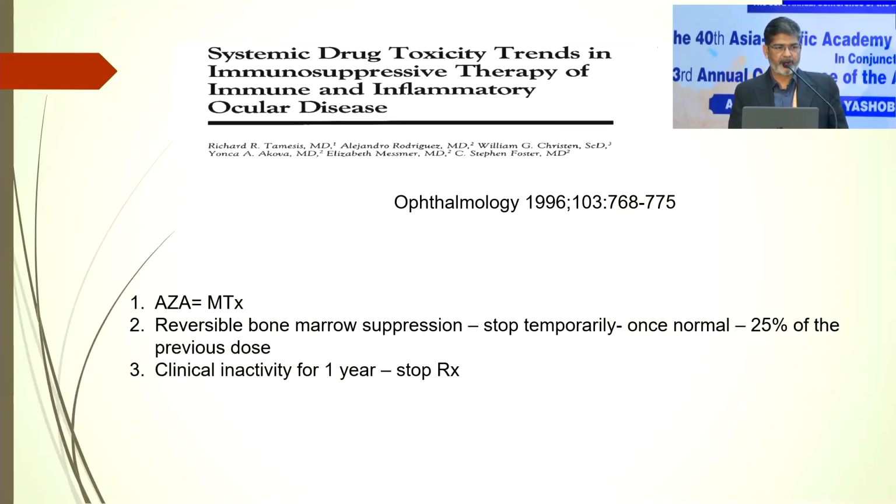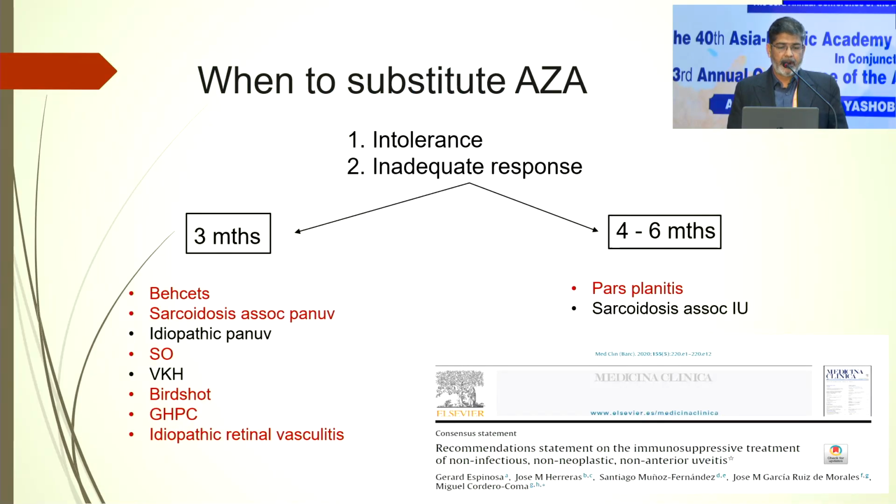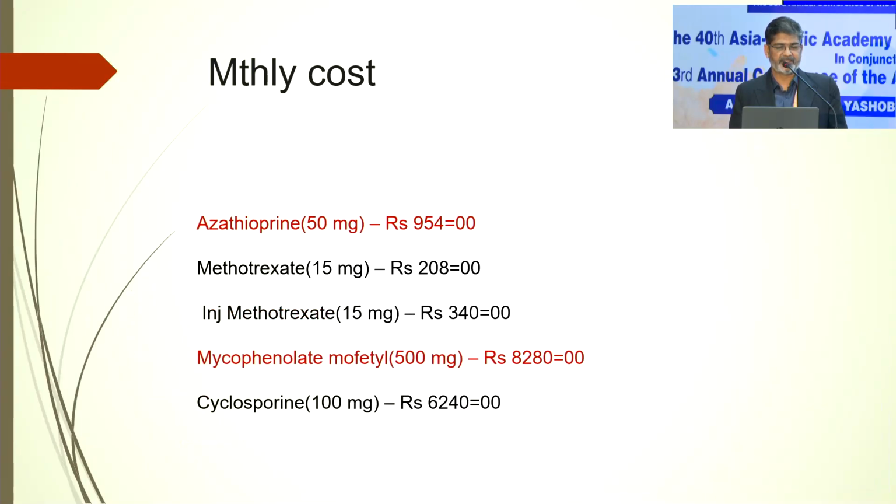If we compare it with other immunosuppressives, its side effects are almost similar to that of methotrexate. Mycophenolate might score over azathioprine as far as its side effect profile is concerned and the treatment success, but obviously one of the deterrents is the cost. When would we substitute azathioprine if there's an intolerance or if there's an inadequate response to treatment in 3 months? There's a 100% consensus in conditions like Behçet's, sarcoid, sympathetic ophthalmia, GHPC, and retinal vasculitis.